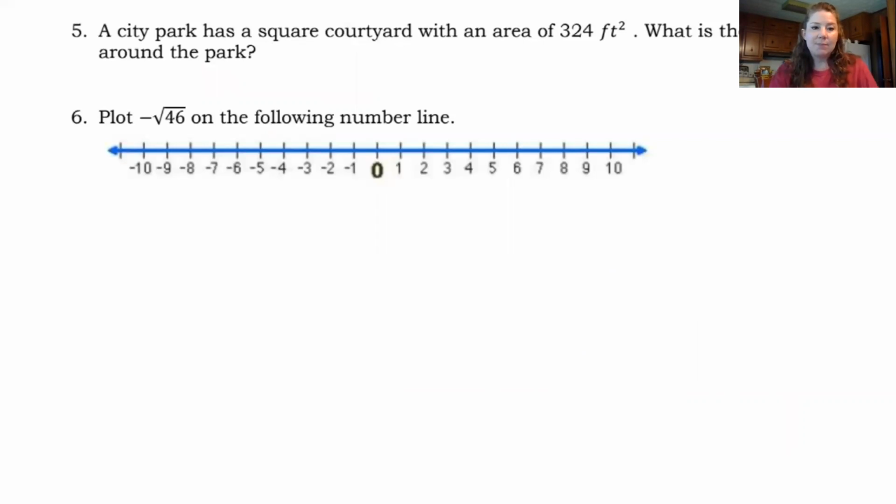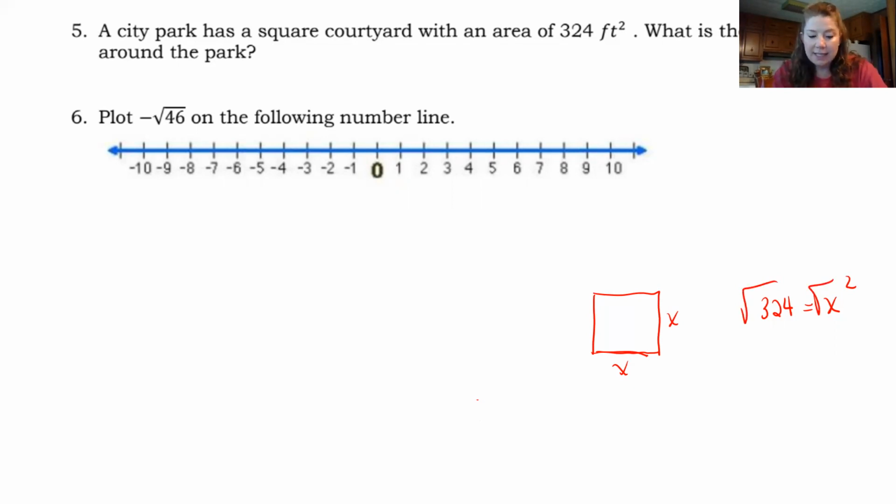Number 5, a city park has a square courtyard with an area of 324 square feet. What is the distance around the park? All right, got to read these questions carefully, correct? If it's a square, pretend I can draw a square. The area is, in other words, this side times this side is 324, right? So to find x, we find the square root of 324.